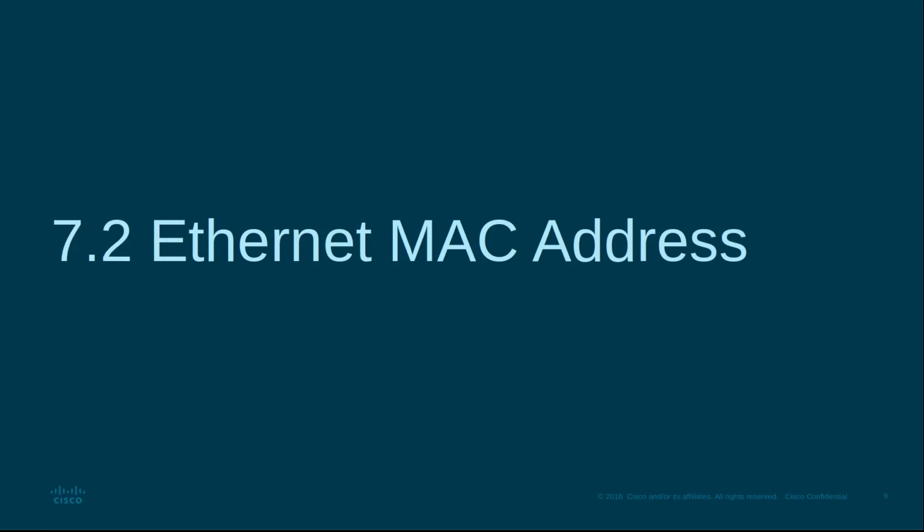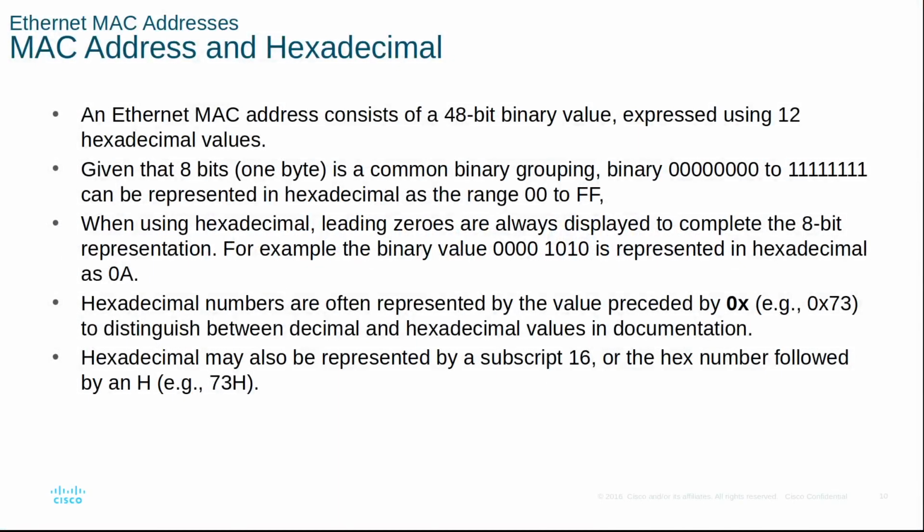Now, MAC addresses. Useful to know. They're a 48-bit binary value. They're 12 hexadecimal values. And we learned about hexadecimal last week, right? We did some conversions. So we have 8 bits, which is 1 byte. It's a common binary grouping, right? We include the leading zeros to complete that full 8-bit representation where we're looking at the binary version of hexadecimal.